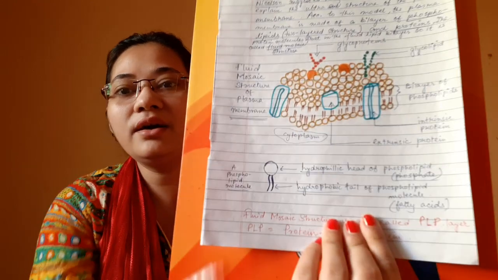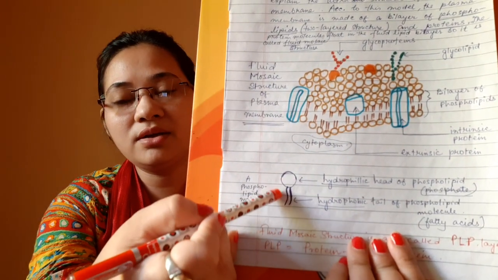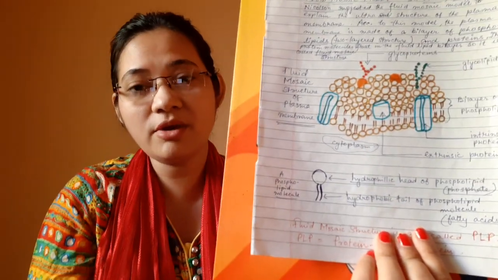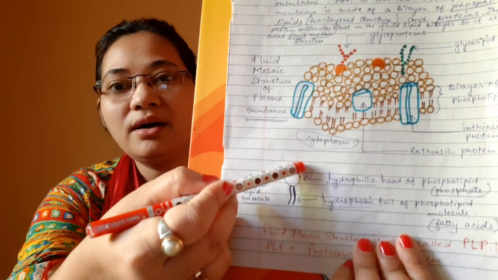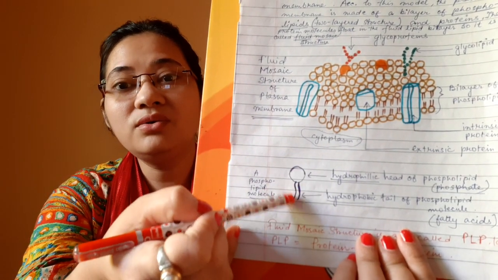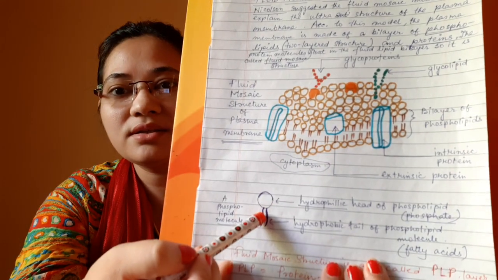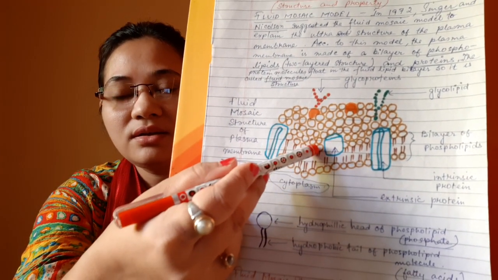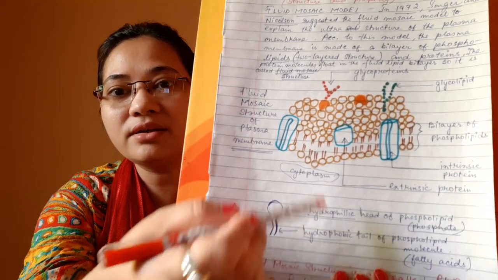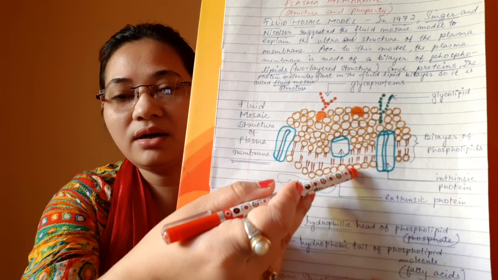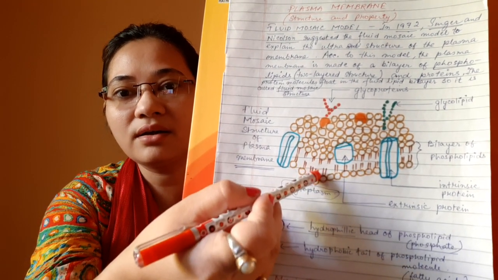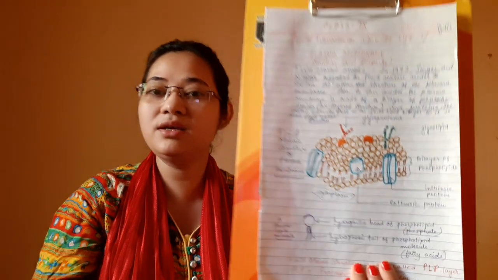Now here I have drawn one phospholipid molecule. That phospholipid molecule is made up of two parts. You can see here the head and two tails. Again, these ones, and if you invert it, then these ones. So you see the tails are together but the heads are away from each other.